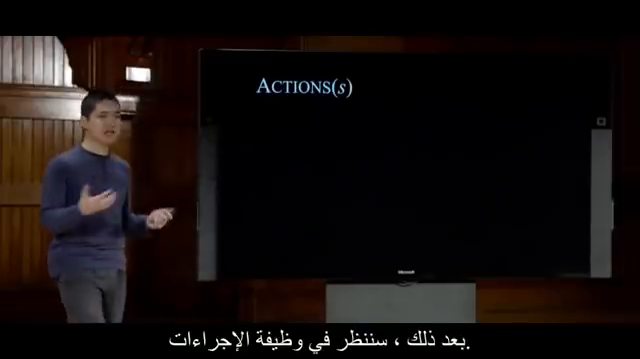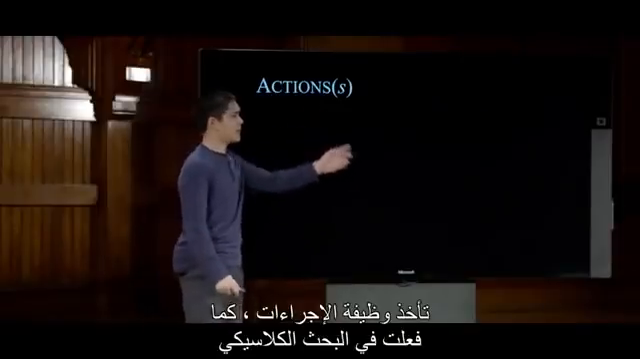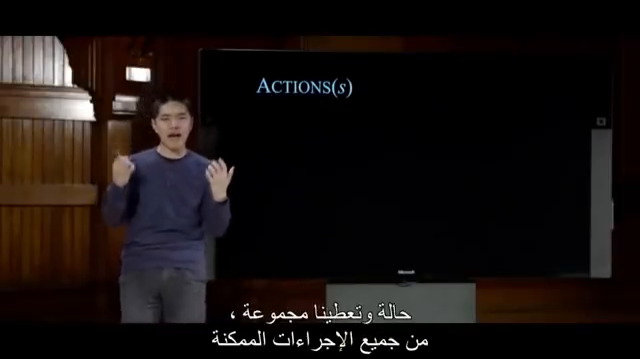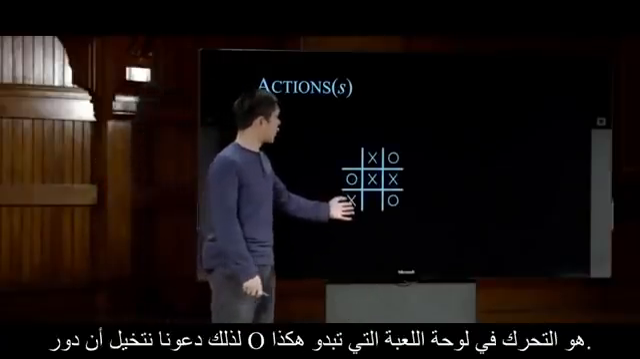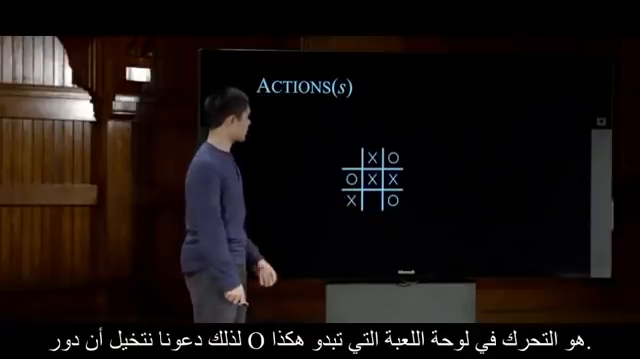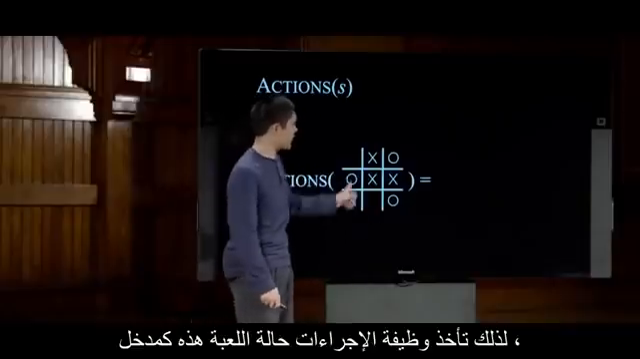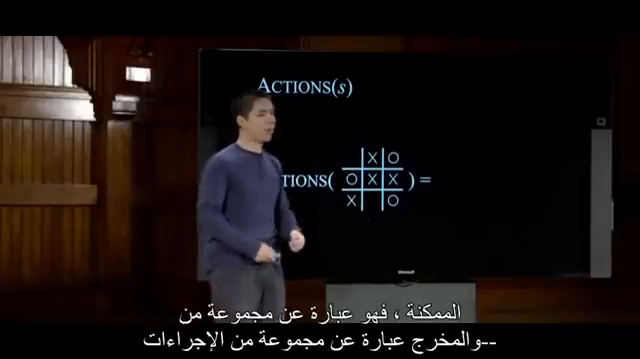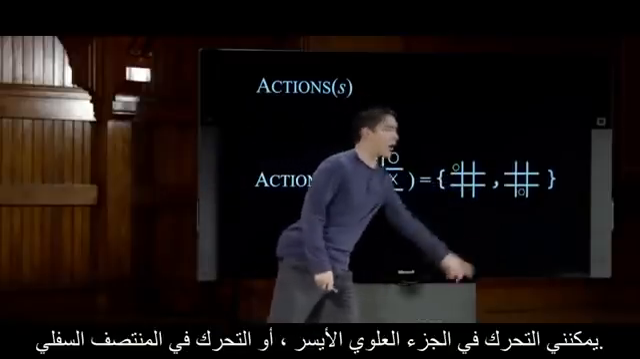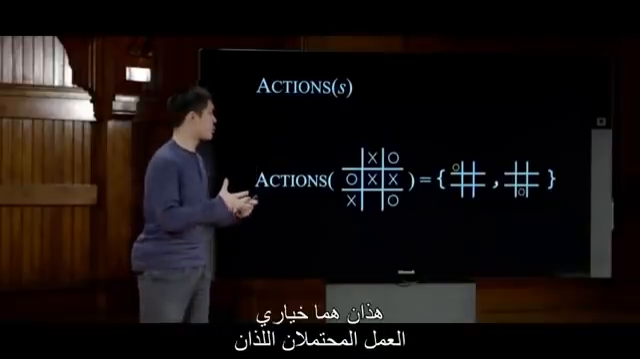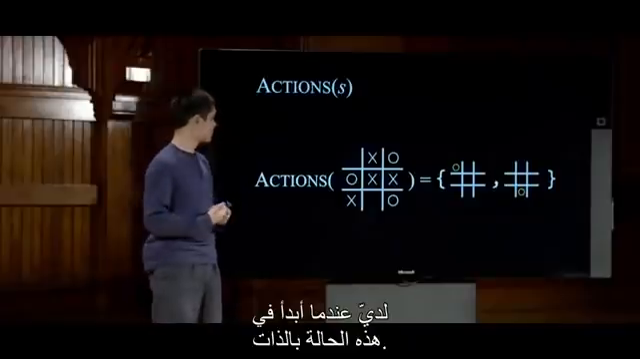Next up, we'll consider the actions function. The actions function, much like it did in classical search, takes a state and gives us the set of all of the possible actions we can take in that state. So let's imagine it's O's turn to move in a game board that looks like this. What happens when we pass it into the actions function? The actions function takes this state of the game as input, and the output is a set of possible actions. It's a set of, I could move in the upper left, or I could move in the bottom middle. Those are the two possible action choices that I have when I begin in this particular state.